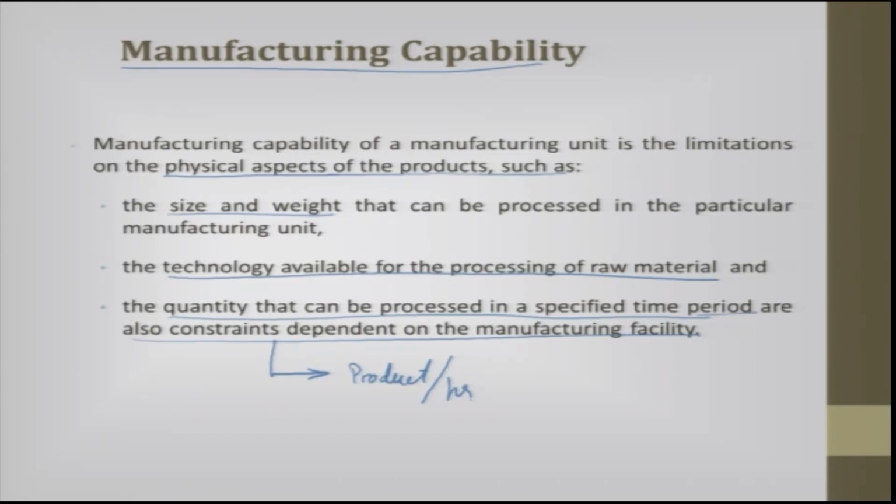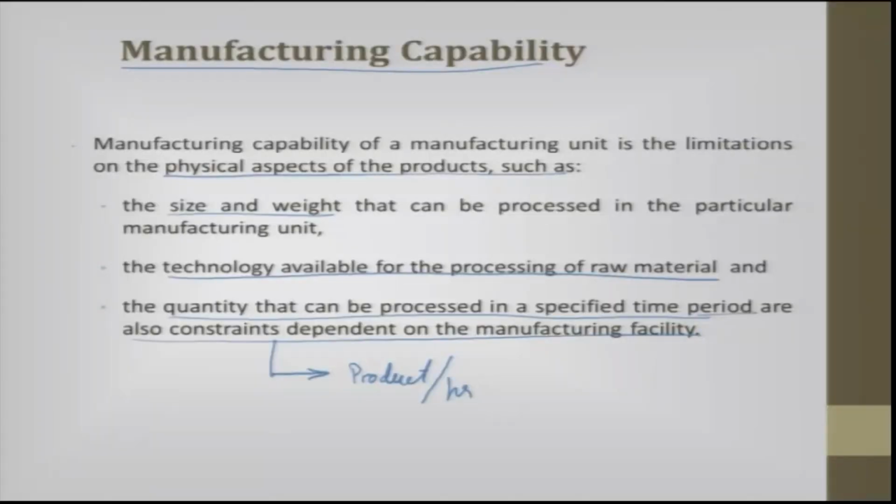When you talk about manufacturing capability, size and weight play an important role. Technology, what do I have? For example, if I have plastic parts to be made, the technology I have is an injection molding machine. And generally when I talk about an injection molding machine, I always have to think of producing a lot of parts in 1 hour. That means the production rate will be very high.